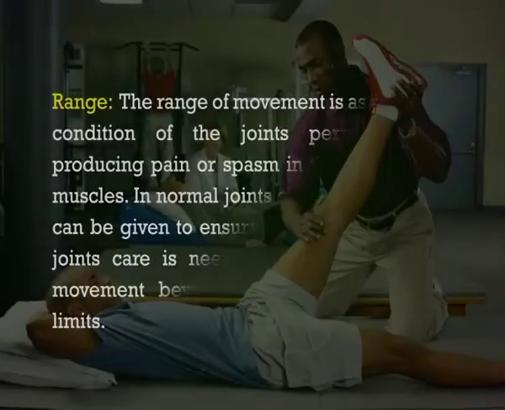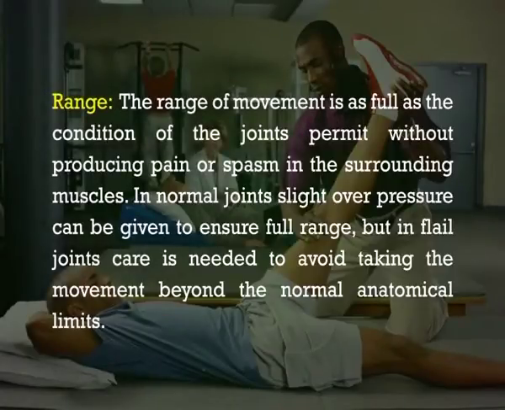And the fifth point is range. The range of movement is as full as the condition of the joint permits without producing pain or spasm in the surrounding muscles. In normal joints, slight overpressure can be given to ensure full range, but in flail joints, care is needed to avoid taking the movements beyond the normal anatomical limits.